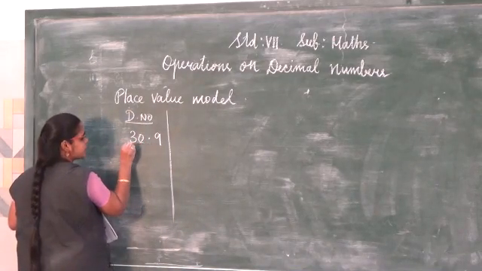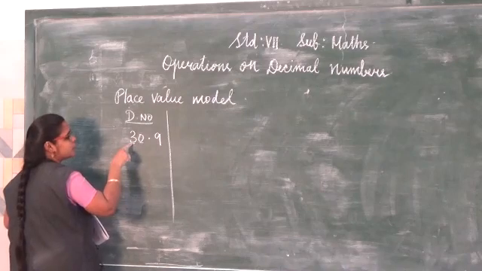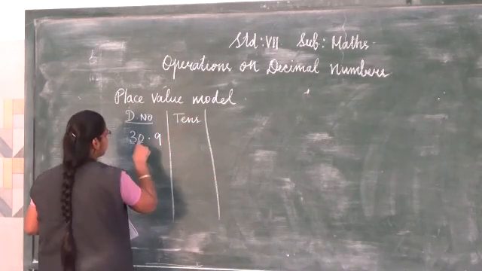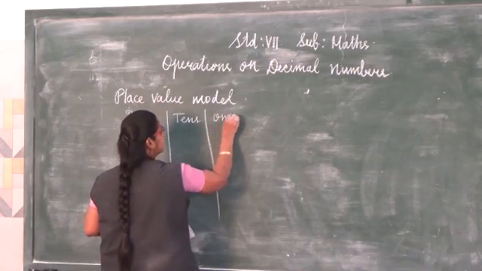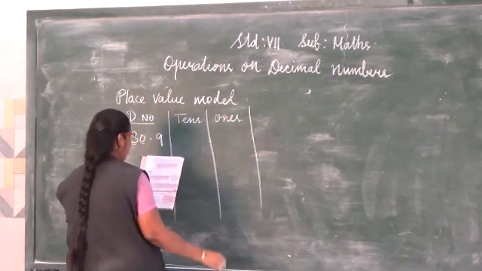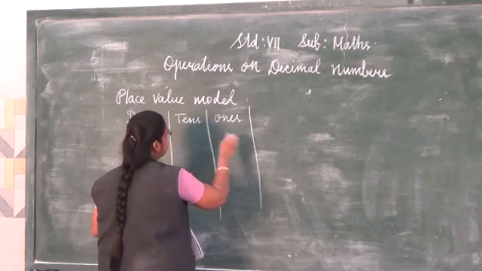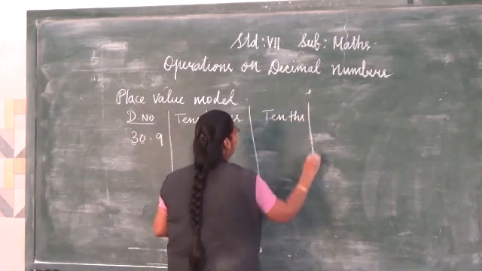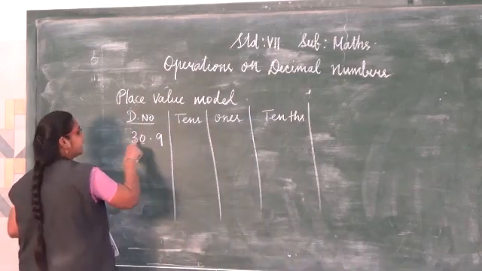This is ones. This is tens. So we have to start from tens. Then what is the next one? Ones. Then after that the decimal point is there. After the decimal point what is there? Tenths. So you will be writing tenths. So how will you split and write?